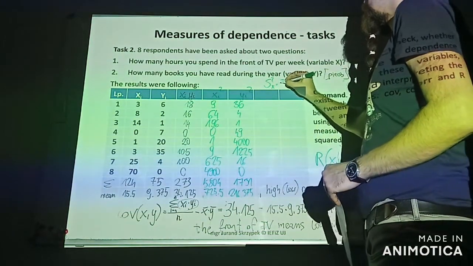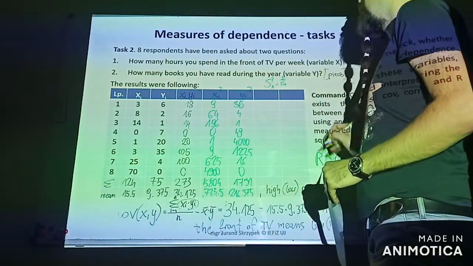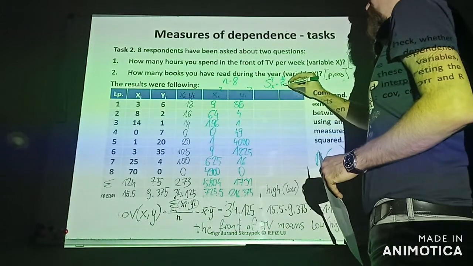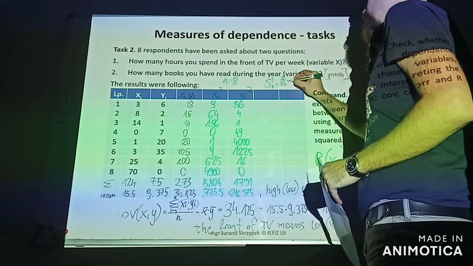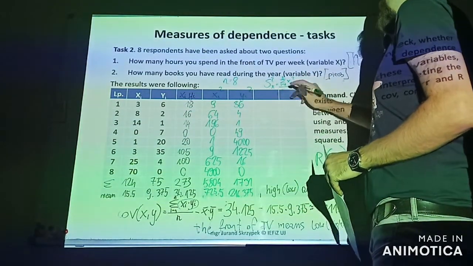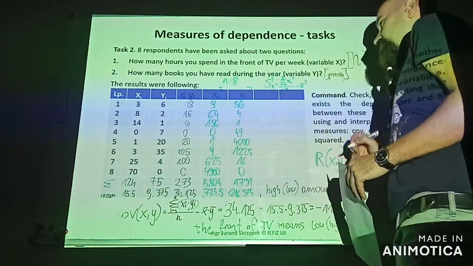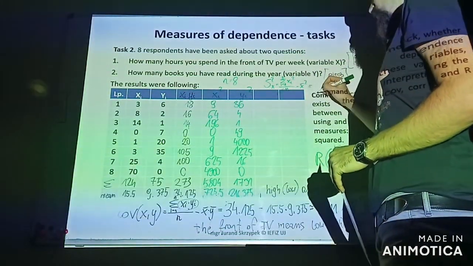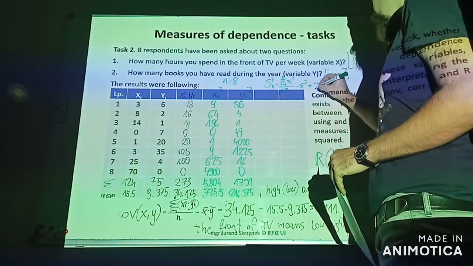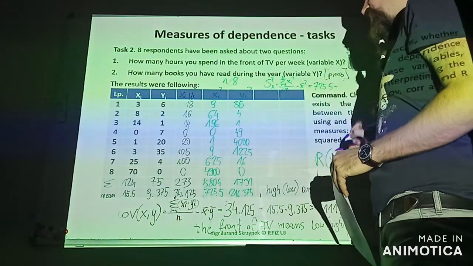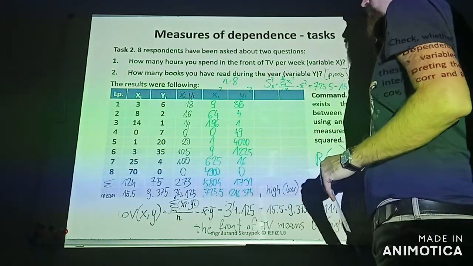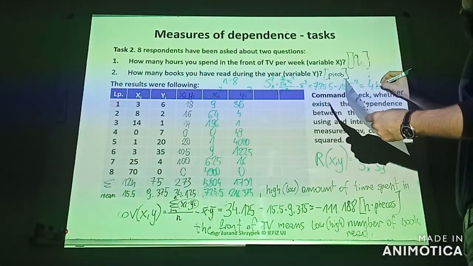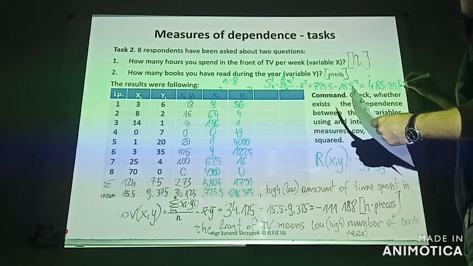As you know, it's the sum from i equal 1 up to n. We have 8 observations, 8 respondents, so n is equal to 8. The sum from i equal 1 up to 8 of xi squared divided by the population size minus the mean value of x squared. In our example, the mean square of x values is 725.5 minus 15.5 squared, this is the mean value, and the result is, according to Excel, 485.25 hours squared.